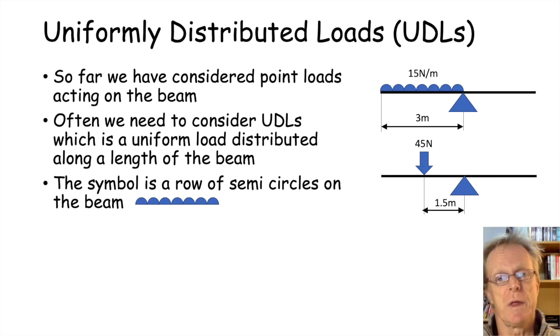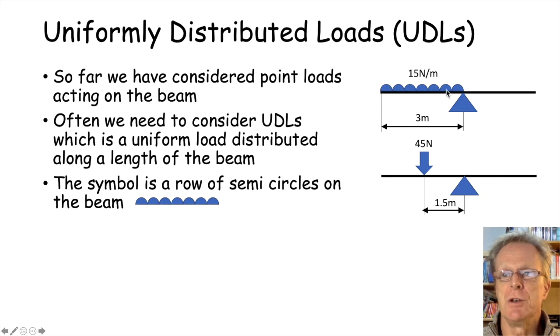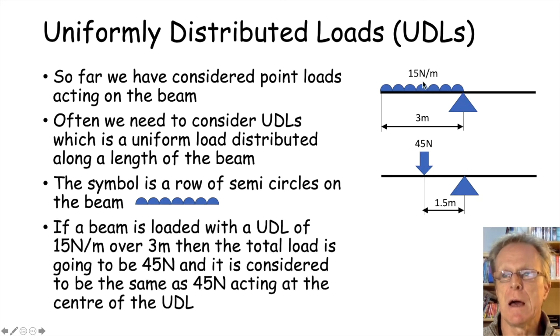Normally, it's shown with a series of semicircular bumps, as shown in the diagram here. That's a uniformly distributed load, and it's given a load per metre. So in this example here, we've got 15 newtons per metre over 3 metres. Therefore, the total load must be 45 newtons, and we can consider it acting in the centre of the uniformly distributed load.